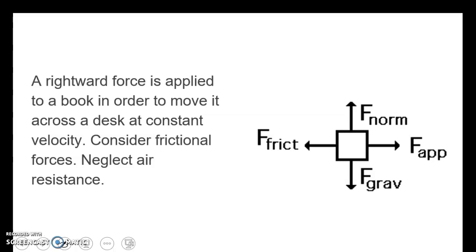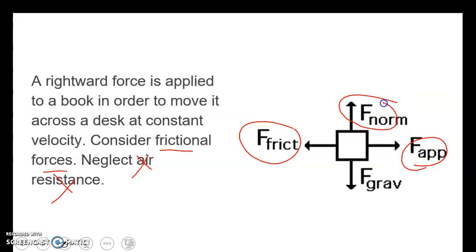A rightward force is applied to a book in order to move it across the desk at constant velocity. Consider frictional forces, neglect air resistance, so there's no air resistance. We're applying a force, and we have friction. Our normal force and gravity are equal because we're going across a desk, just like we previously said. But it's moving at a constant velocity, which means forces are balanced, which means frictional force and applied force also are equal. And that's what we would see, them being equal, because we're moving at a constant velocity.